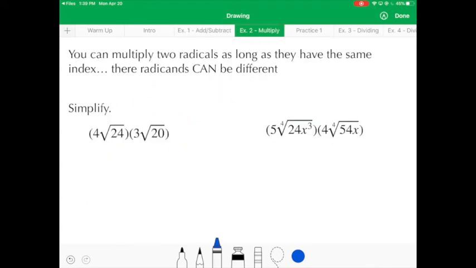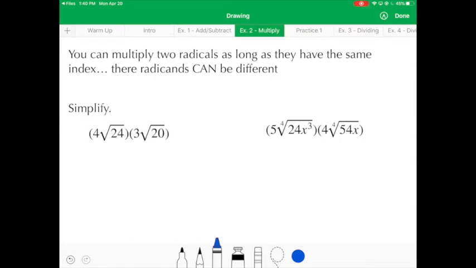All right, now on to multiplying. You are able to multiply two radicals together as long as they have the same index. Okay, they have to have the same index. Radicands can be different. All right, so that's a little bit different than addition and subtraction.